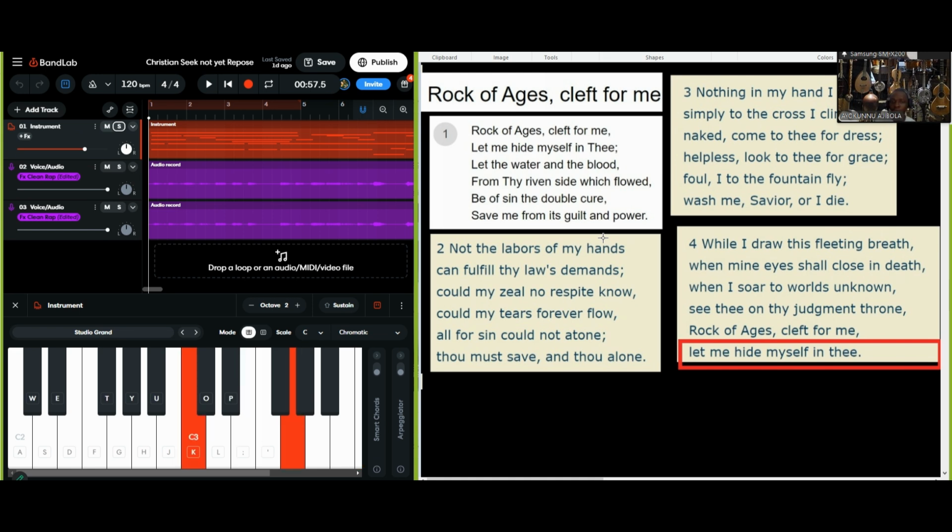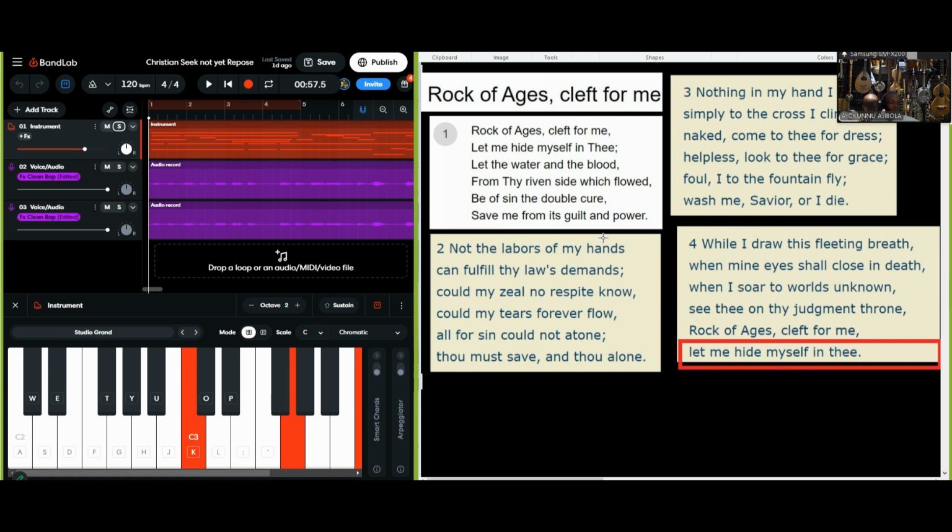Not the labors of my hands can fulfill thy law's demands. Could my zeal no respite know?